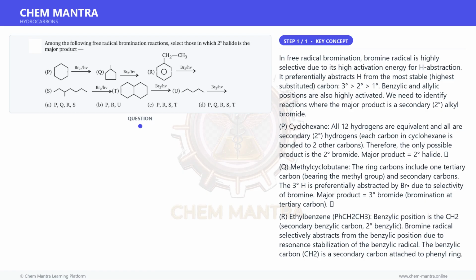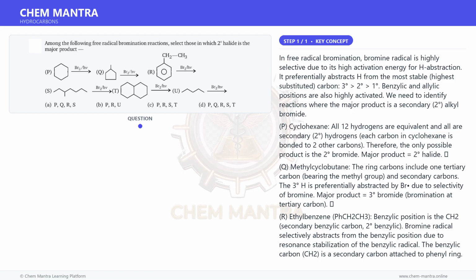T. Decalin, bicyclo[4.4.0]decane, two fused cyclohexane rings. The ring junction carbons are tertiary, each bonded to 3 other carbons. Br will preferentially abstract from these 3 degrees positions. Major product is the 3 degrees bromide.